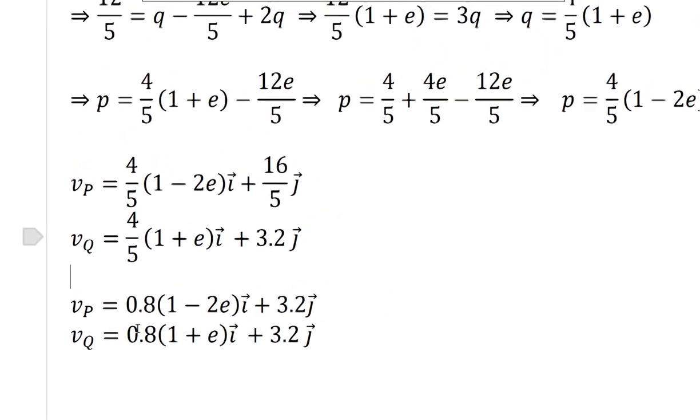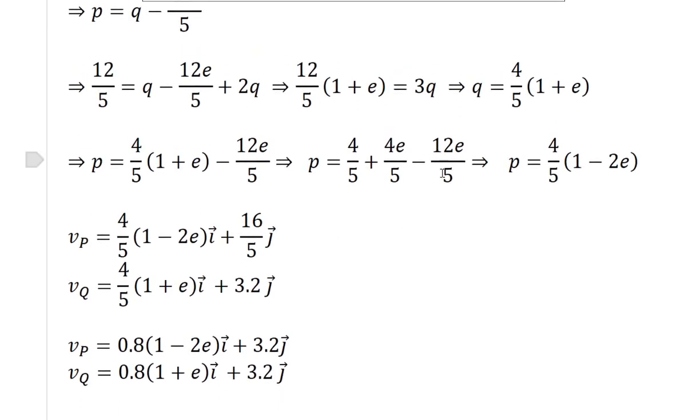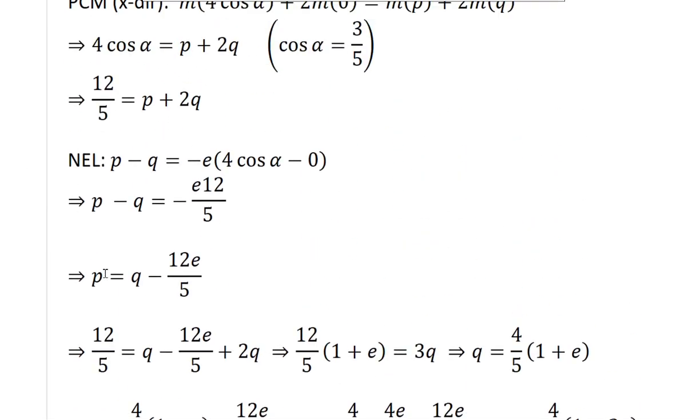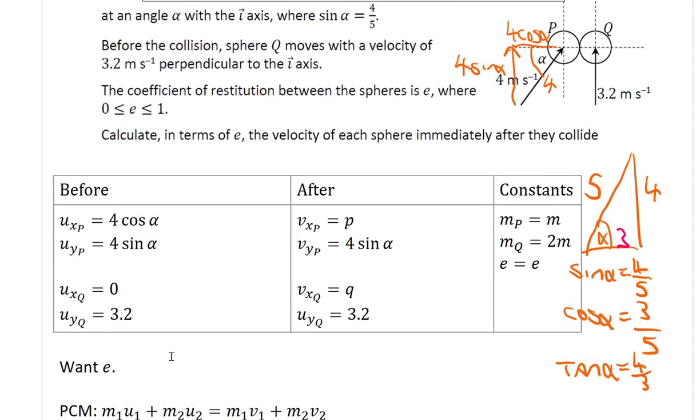So the things to remember, and please go back and look at this, are turn everything from triangles into horizontals and verticals, use your angles or use your sine to get your cos, and remember that the momentum and the Newton's experimental law only happen in the direction of the collision, which in this case was the i direction. So we'll have a quick look at the marking scheme and where things come from.